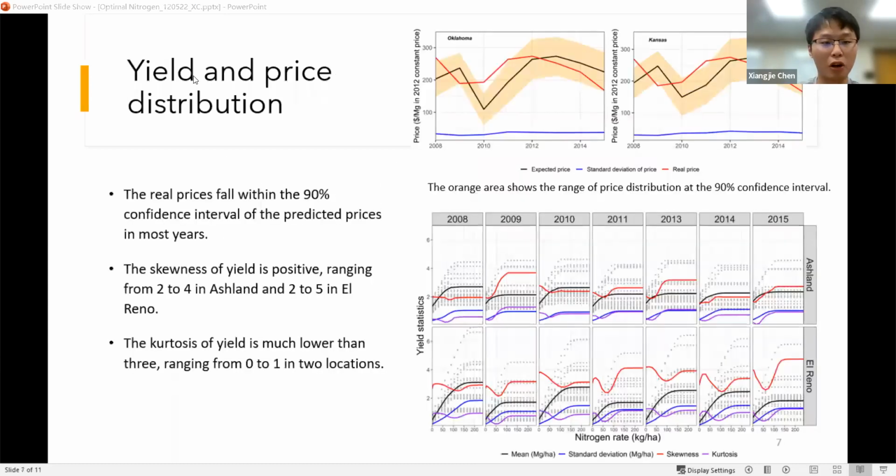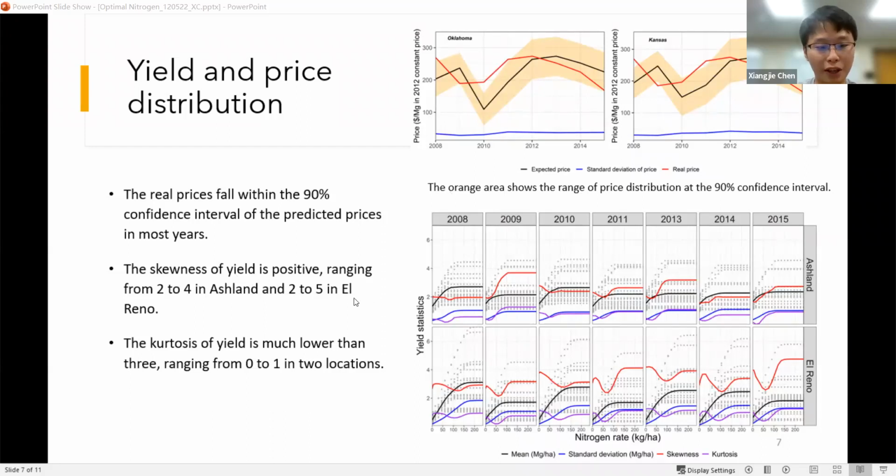Yeah, here is the result for our yield and price distribution. For the price distribution, the orange area is our predicted price distribution at a 90% confidence interval. And we can see that in most of the years the real price falls into our confidence interval. Yeah, so I think this ARMA model is good to fit the price.